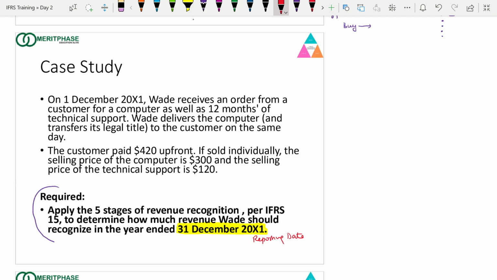In my opinion, the company would recognize the revenue of 300 plus 12. Check again. I think it's 300 plus 10, no? Because 12 months. Yeah, sorry, 10.